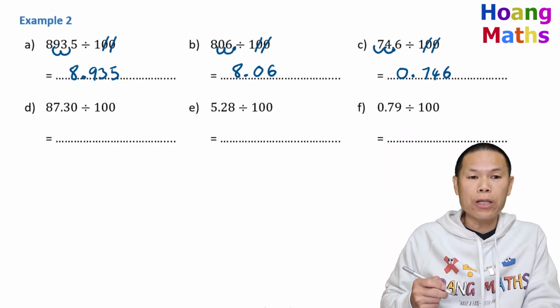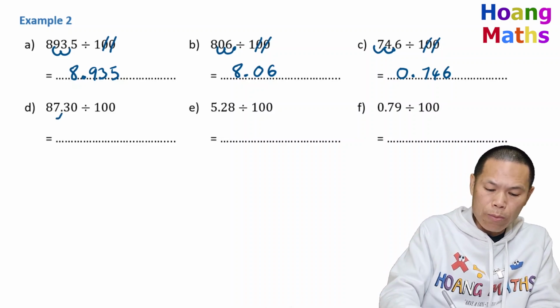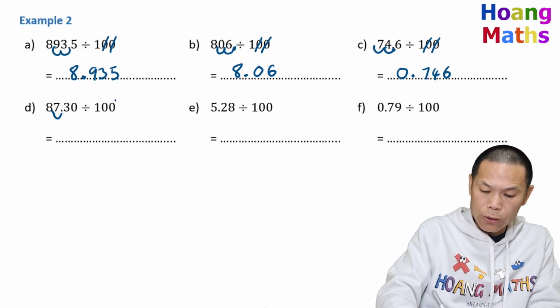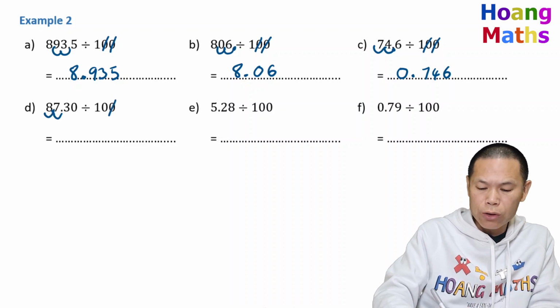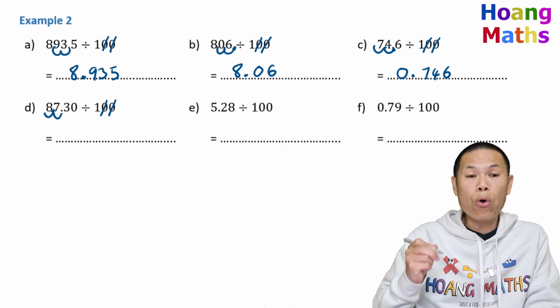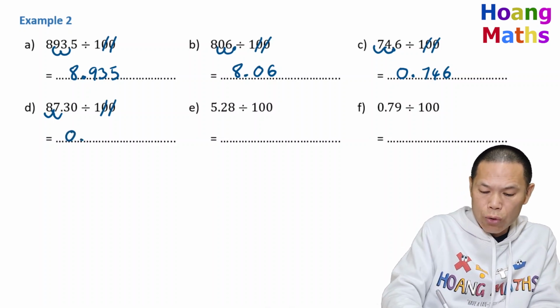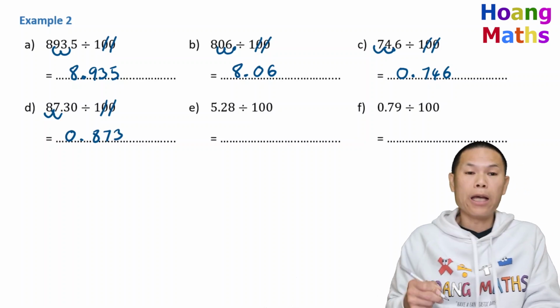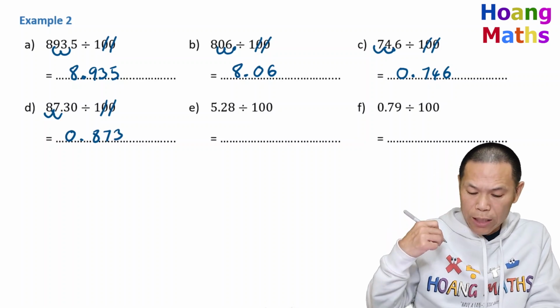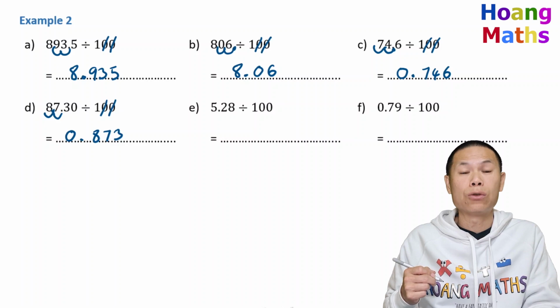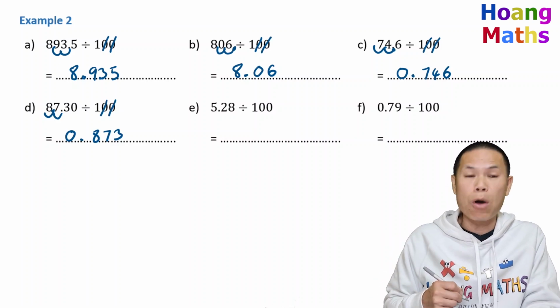87.30 divided by 100. So the decimal point here, we move 1 unit, we cancel. And we move 1 more unit to the left, we cancel this. So 0.8730 is the same as 0.873. And that will do. So if you write 0.8730, still correct. Okay, keep that in mind.